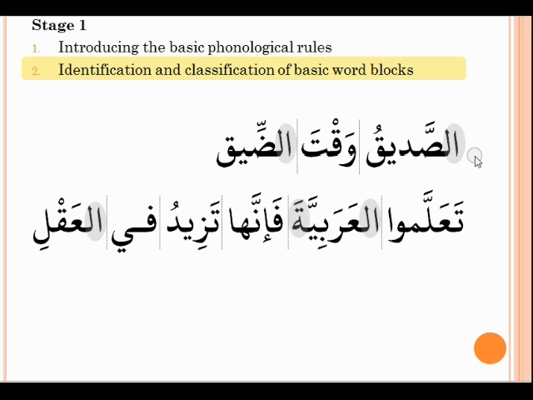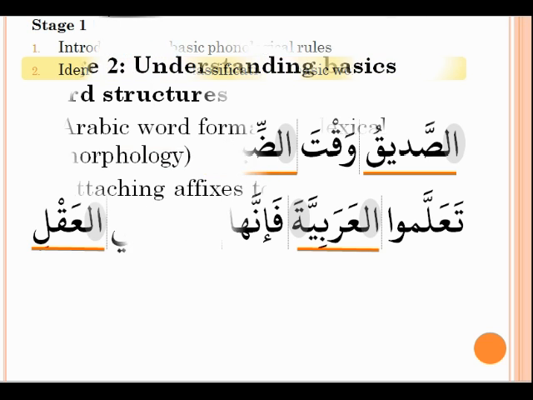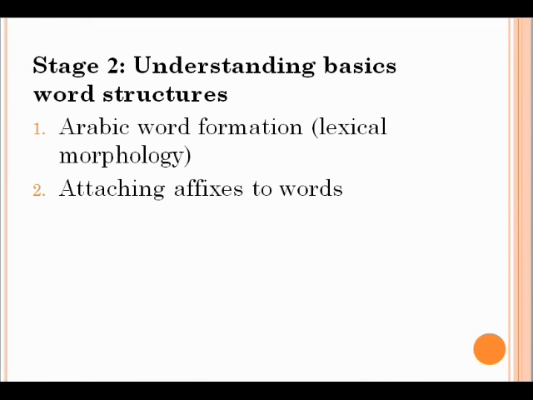So these are the different parts in the sentence. Underlined are the Arabic nouns. This is very important in order for you to understand sentences, knowing the nouns from the articles and verbs within a sentence. Stage 2 explains how to build Arabic words.